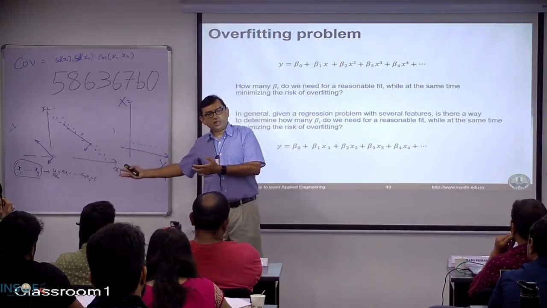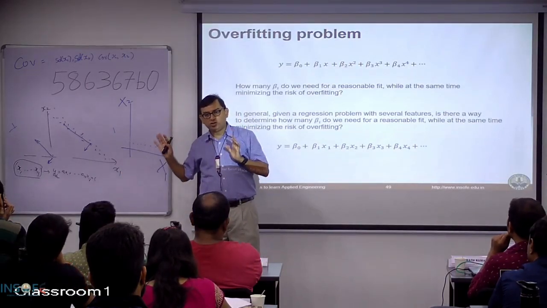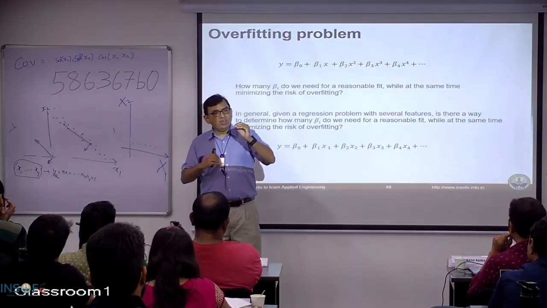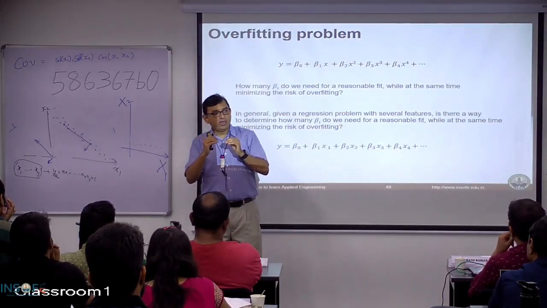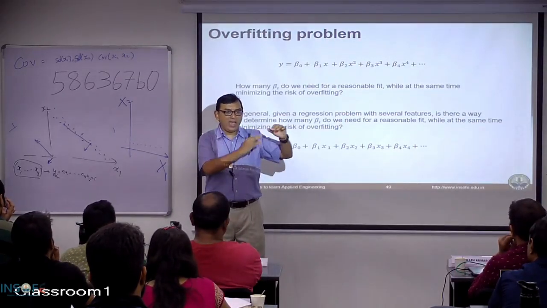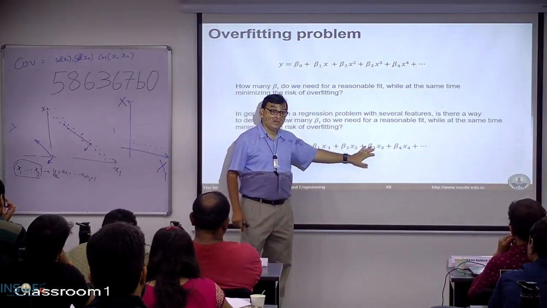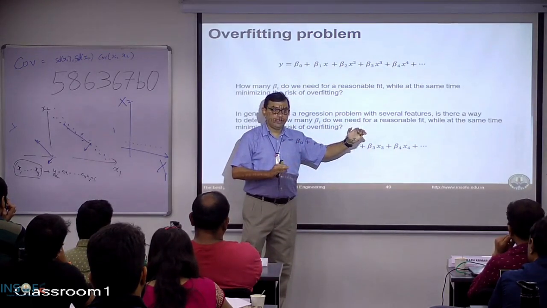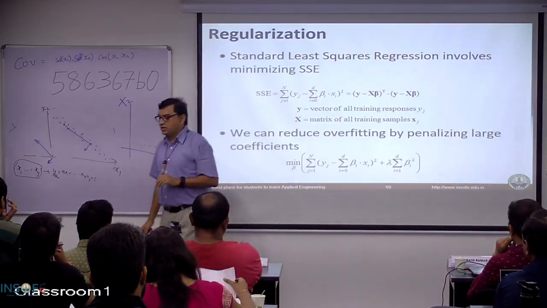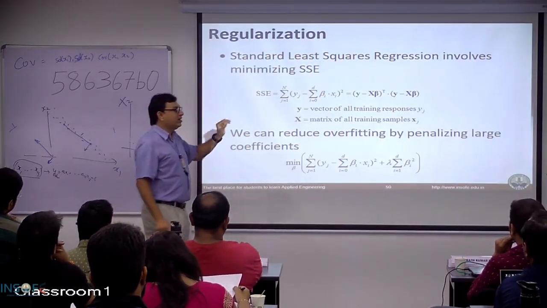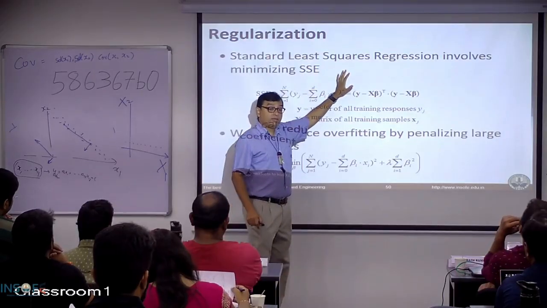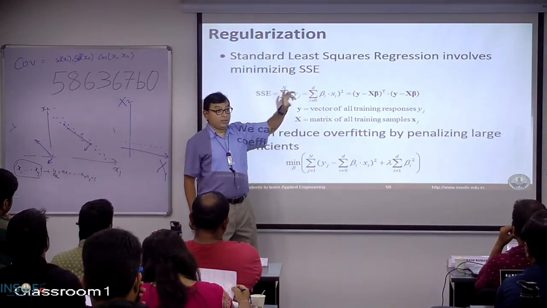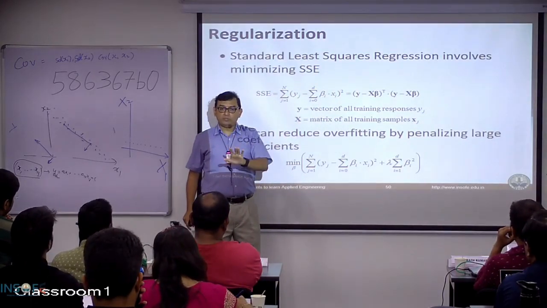But the problem with that simple model is the error will be really large. So is there a way where I can play with the magnitude of the coefficients relative to the error that it might come out? That's what I want to do, and that's exactly how regularization is done.